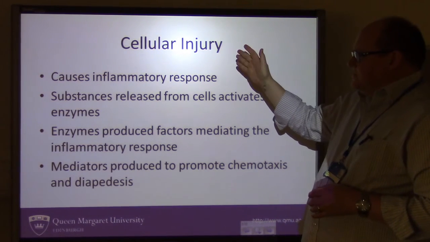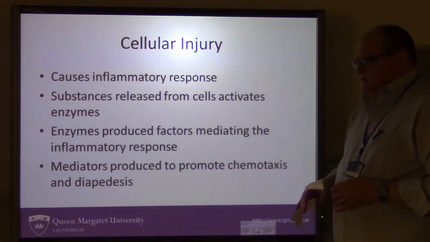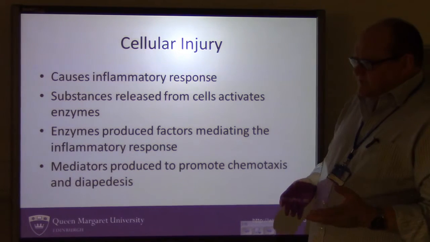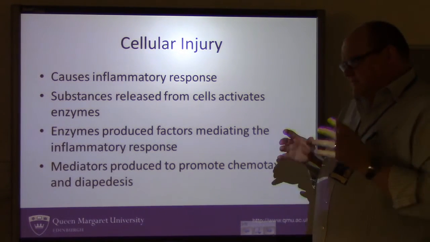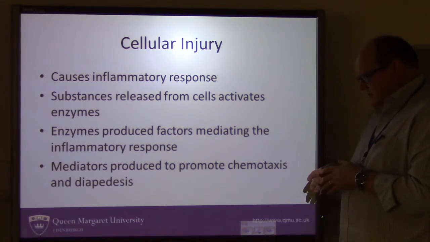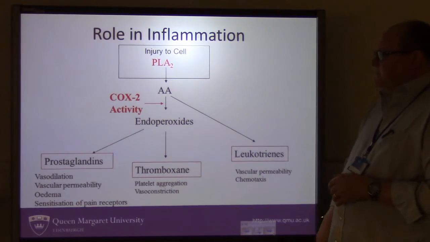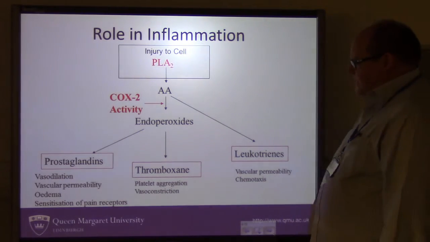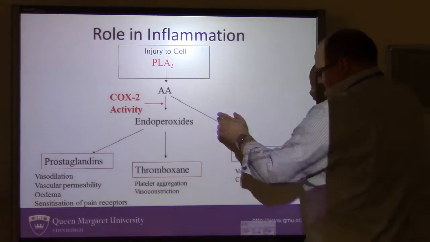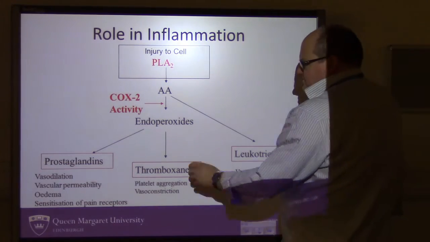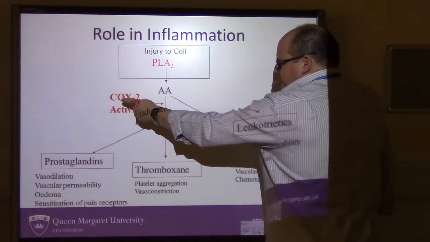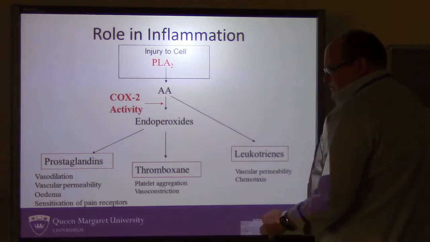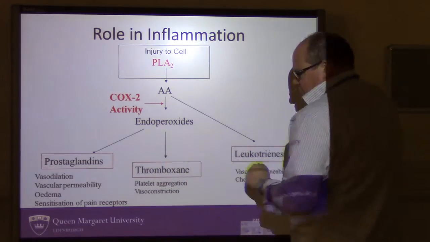So, when there's cellular injury, you get an inflammatory response. And substances are released to activate various enzymes. And the enzymes then produce factors that mediate the inflammatory response. So for example, if you look here, there's injury to the cell. Phospholipase A2 gets converted to arachidonic acid, and arachidonic acid gets converted to leukotrienes, but it also gets converted by COX-2 activity, which is cyclooxygenase 2 activity, to the endoperoxides, which then get converted onto the prostaglandins and thromboxane.